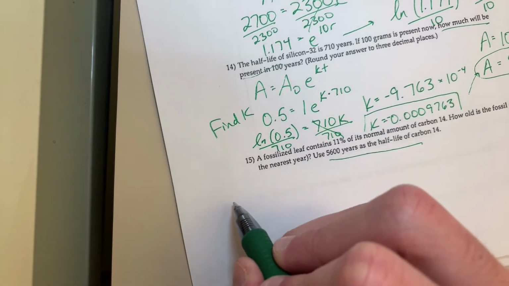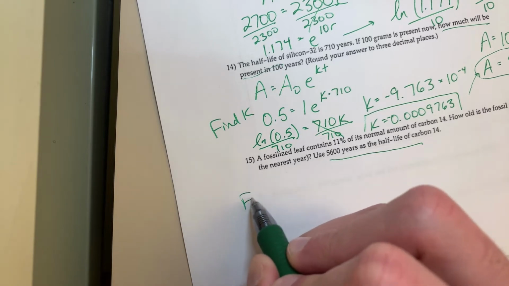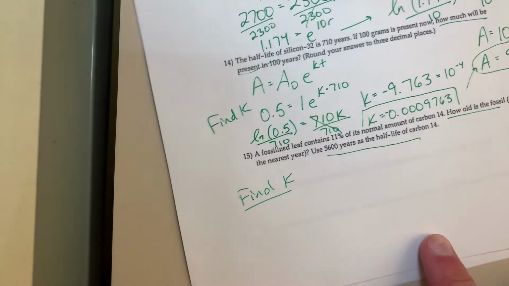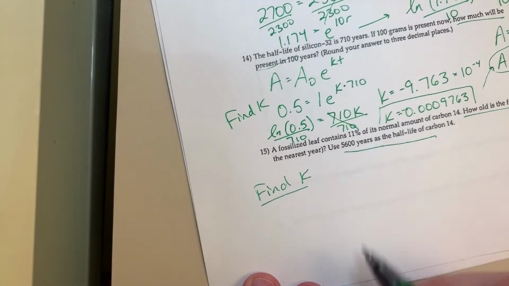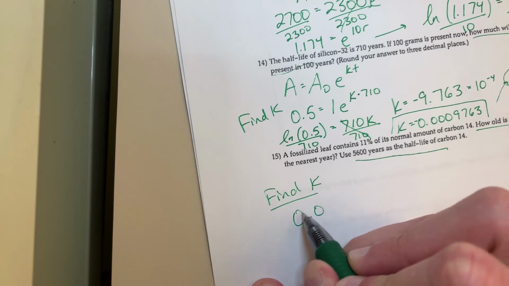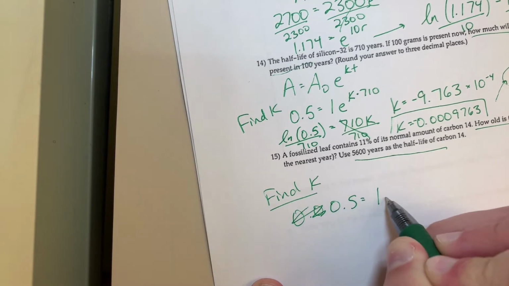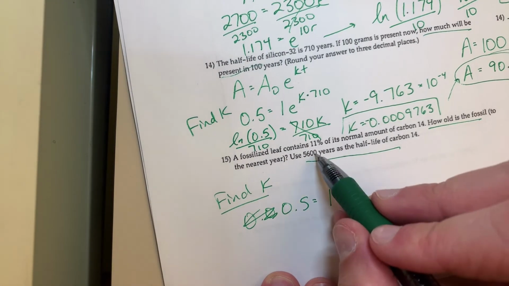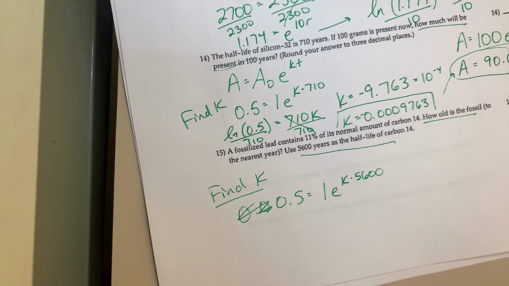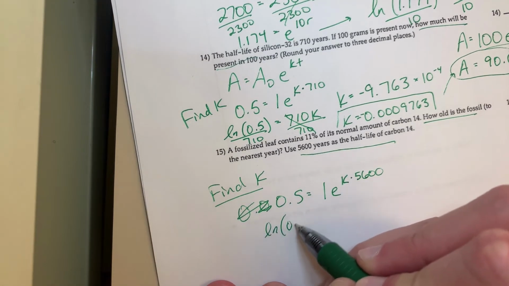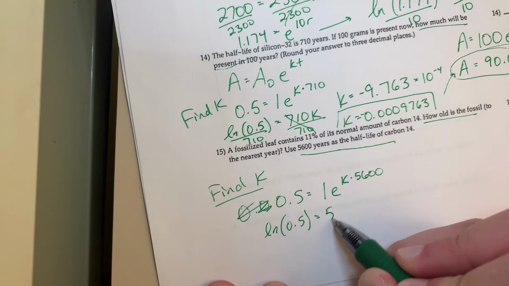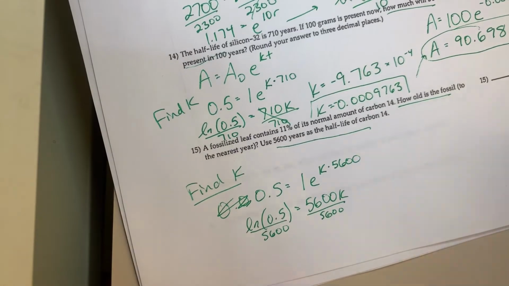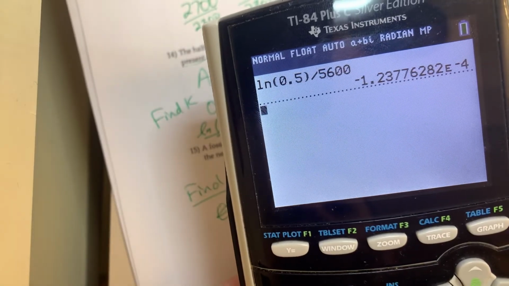So we need to find K, same as the last one, and then use that to answer the question. The question here is going to be for T, how old is the fossil? So finding K, using this information about the half-life. So 0.5 equals 1e to the, again, my rate is what I don't know. My half-life time is 5,600 years. So I know that, and I can just go right in. Natural log of 0.5 equals 5,600K. Then I would divide by that 5,600, right? So I do that, and I get another small decimal.